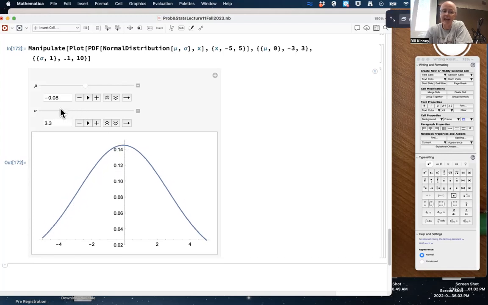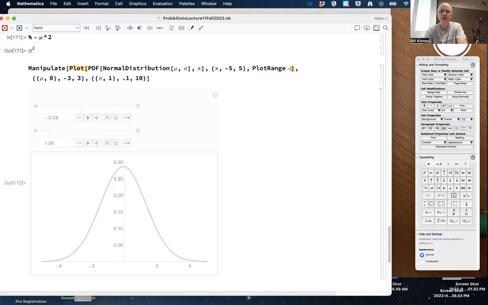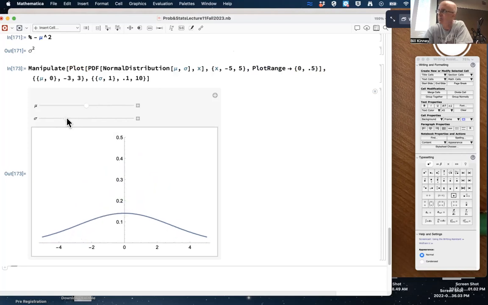Mathematica is changing the scale as I go because it wants to, but let me force it to stay fixed by putting plot range in here. If I increase sigma, the graph gets more spread out. The standard deviation and variance are both getting bigger. If I make it really small, it becomes a tall and skinny graph. Always, always the area under it equals 1, but that takes a lot of proof.